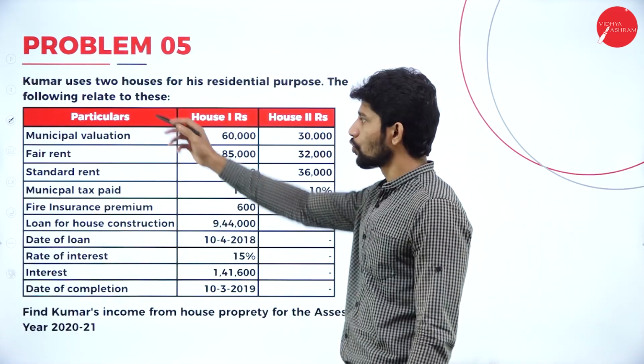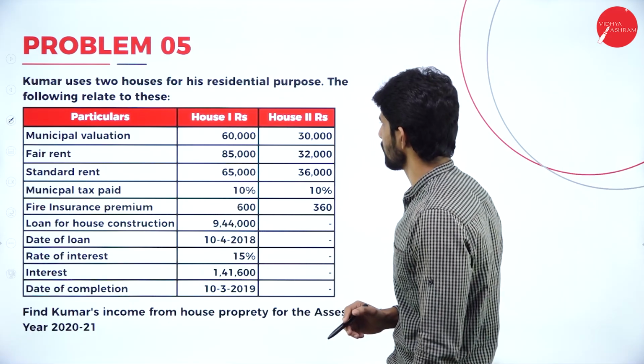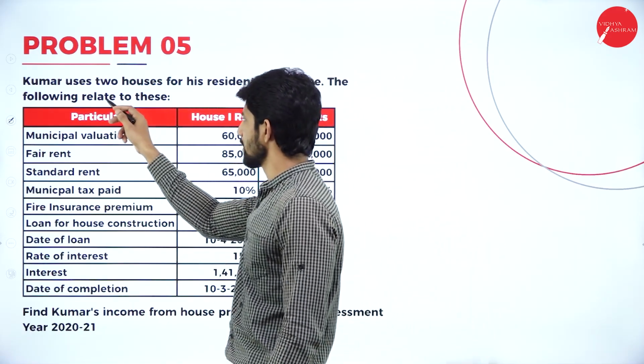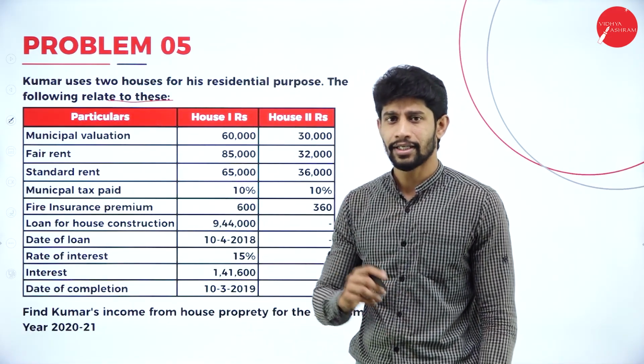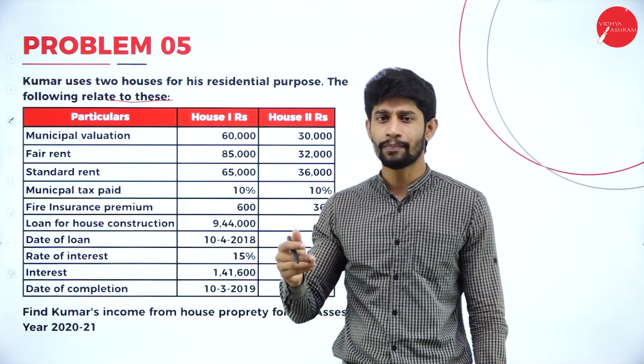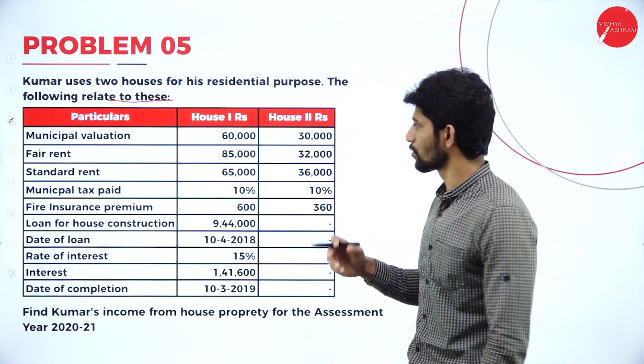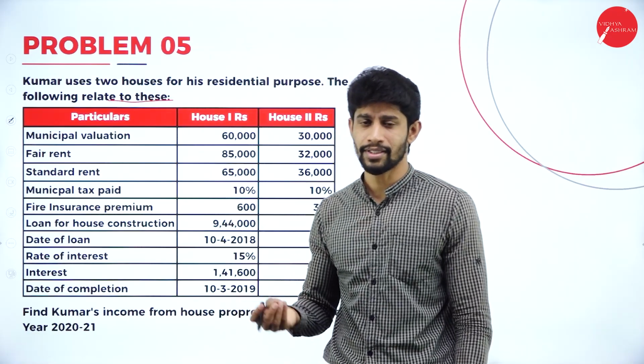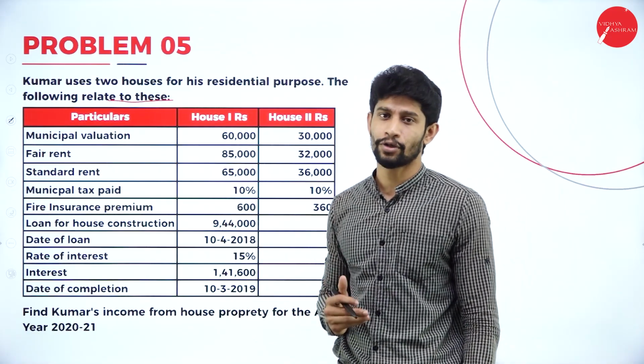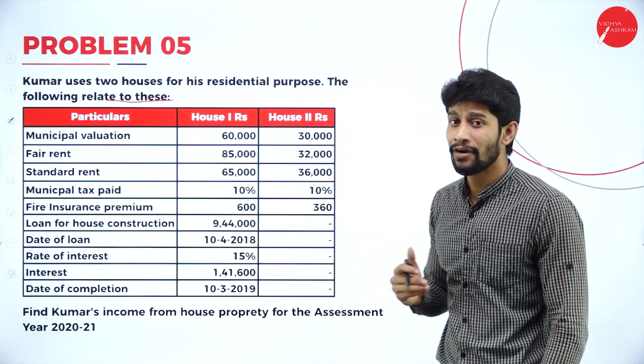Problem number 5. Kumar uses 2 houses for his residential purpose. The following is related to this. Here the owner, Mr. Kumar, is using both the houses, house 1 and house 2, for his residential purpose. That means both the houses are self-occupied.